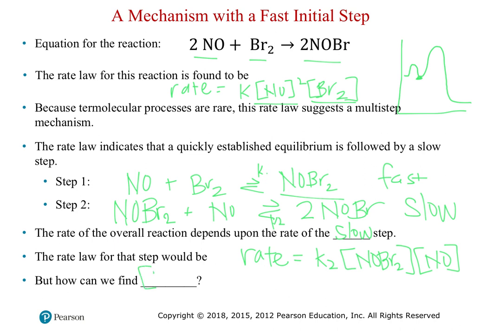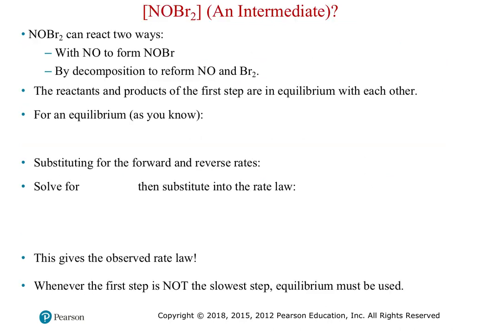But what is this intermediate? How can we find it? Well, it's not an actual molecule that we're putting in, and so we need to be able to rearrange the equation for that molecule. So what can happen with this intermediate? Let's go back to our energy diagram.